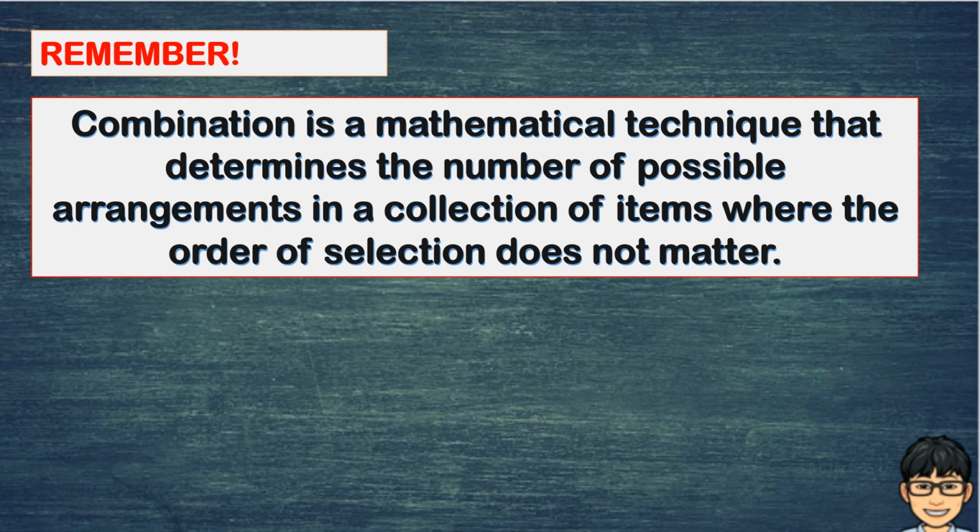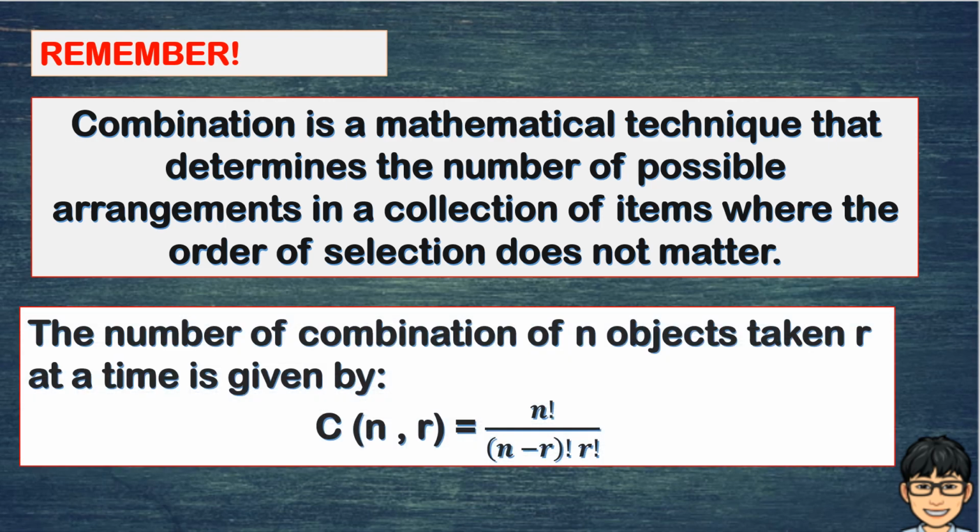Okay, balikan lang natin yung concept ng combination. Again, combination is a mathematical technique that determines the number of possible arrangements in a collection of items where the order of selection does not matter. The number of combination of n objects taken R at a time is given by n select R equals n factorial over the quantity of n minus R factorial times R factorial.